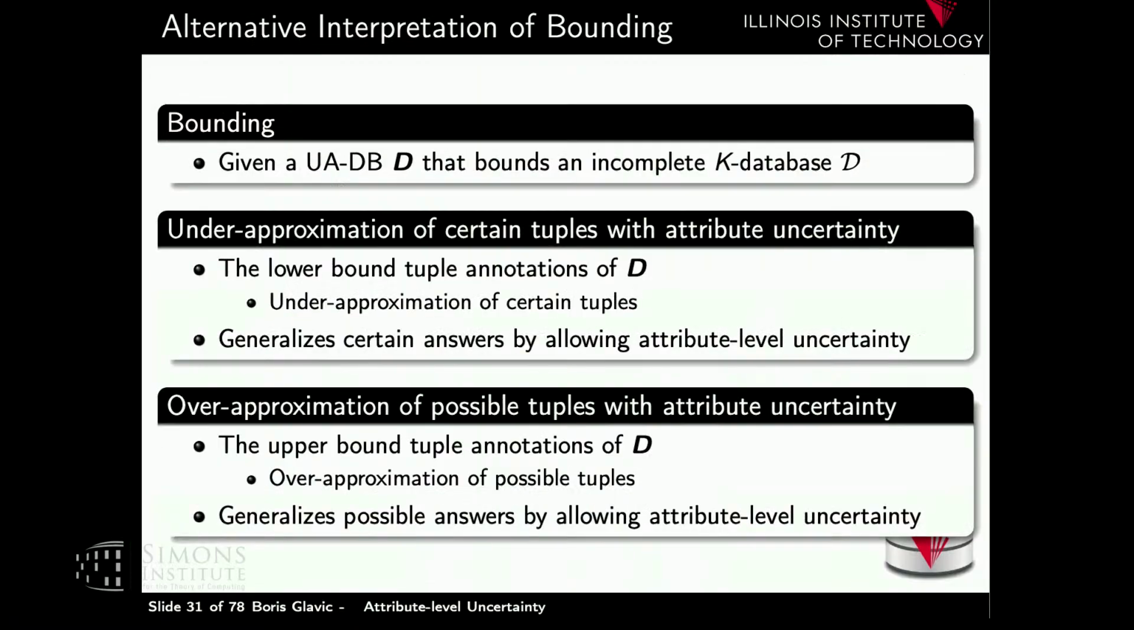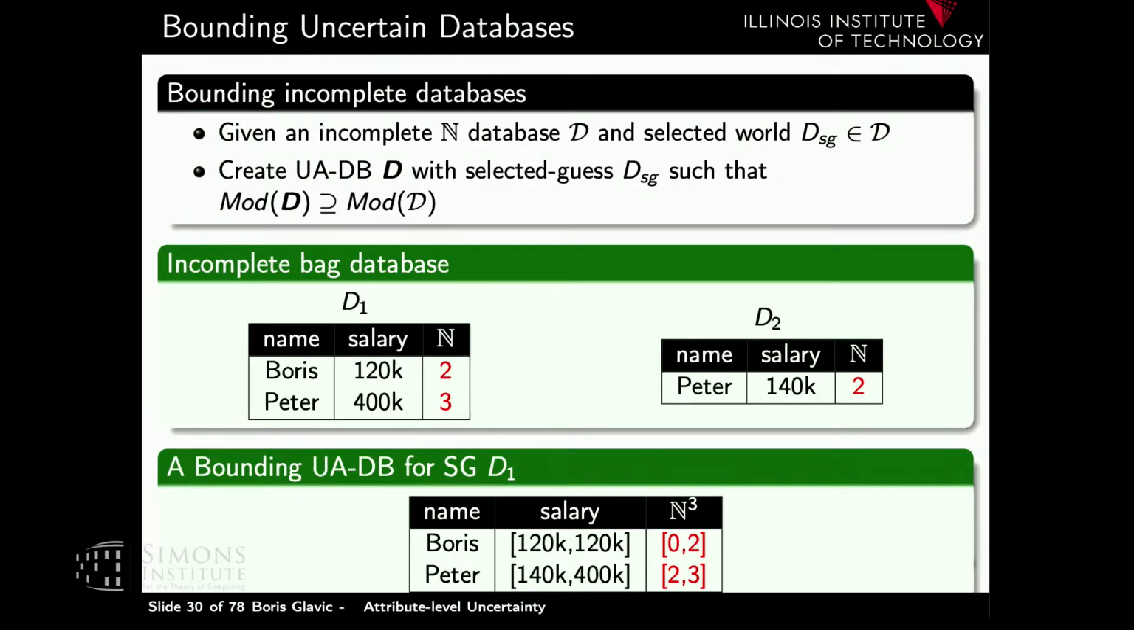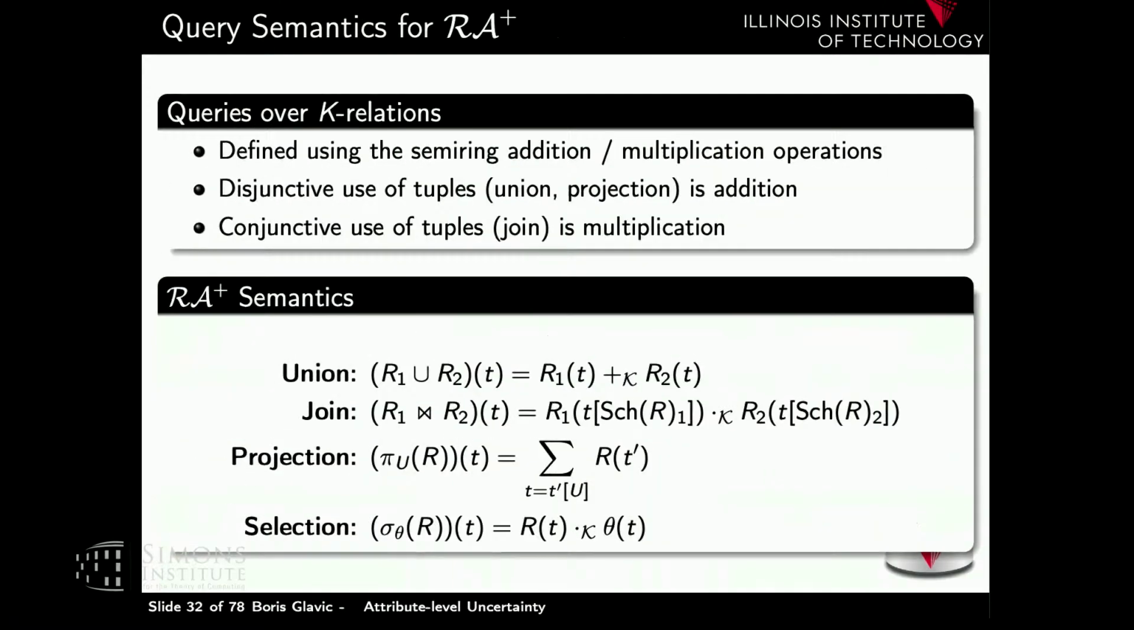Okay. Now, good. An alternative interpretation is basically that the lower bound of the annotation still under-approximates certain tuples, but now with attribute level uncertainty. So, for example, this statement, the second tuple, is a statement that in every possible world, there are at least 2 Peters with the salary within this range. Right? So the range might not be tight, and that's also how we get efficiency in the end.